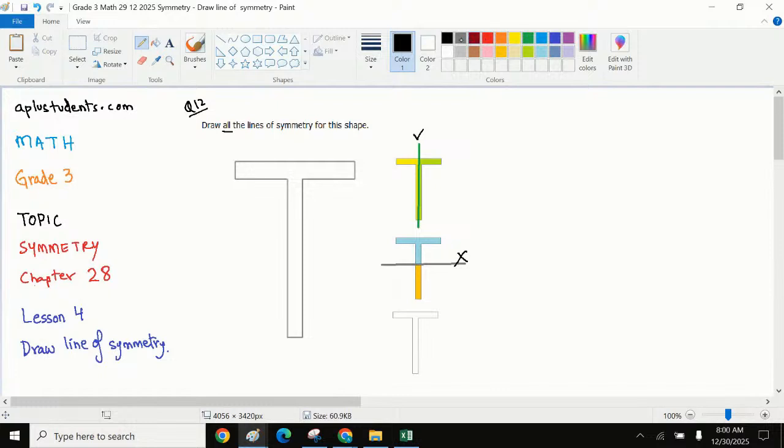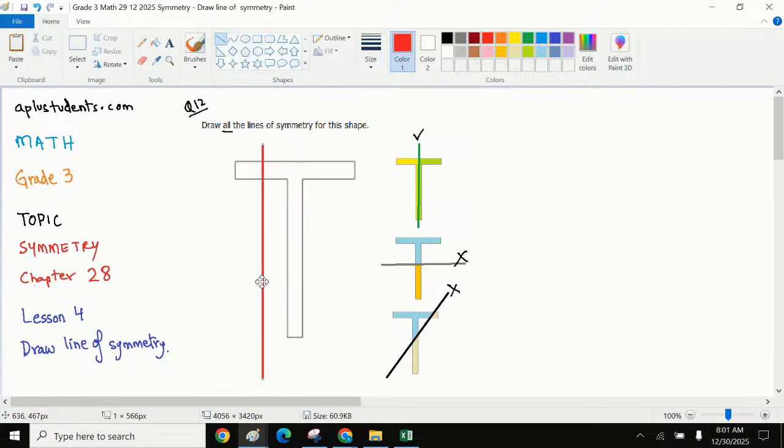Or if we try to draw a diagonal line over here, is the shape above the line of symmetry the same as the shape below? It is not, right? That means this is not the line of symmetry. So in this case, we only have one line of symmetry, right? That is the vertical line that would pass through the center of the shape.